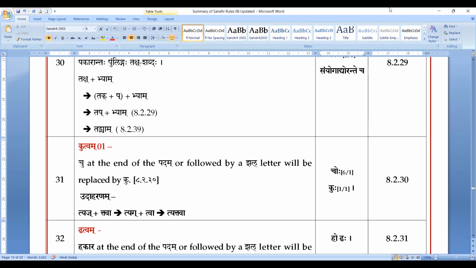Chavarga will be replaced by Kavarga. When? That Chavarga at the end of the Padam or followed by Jal. Please note here, Jal, all the way Jal will be there. When followed by a Jal or at the end of the Padam, Chu, that is Chavarga, will be replaced by Kavarga letter. So it's simple, easy to remember. How many letters are there in Chavarga? 5. And how many in Kavarga? 5.